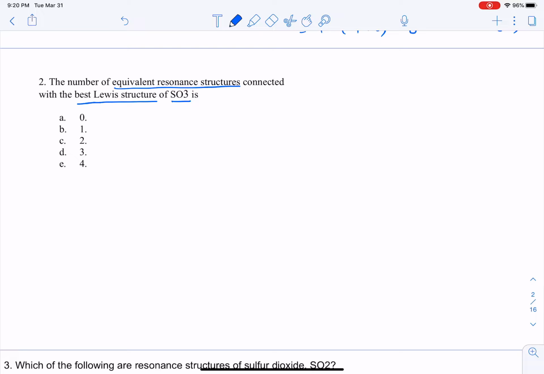We'll count the number of electrons, and out of SO3, we have S as the central atom because it's the least electronegative out of S and O. We'll first check the number of electrons. S has 6 valence electrons, oxygen has 6, and then we have 3 oxygens, so it's multiplied by 3, it's 18, so the total is 24.